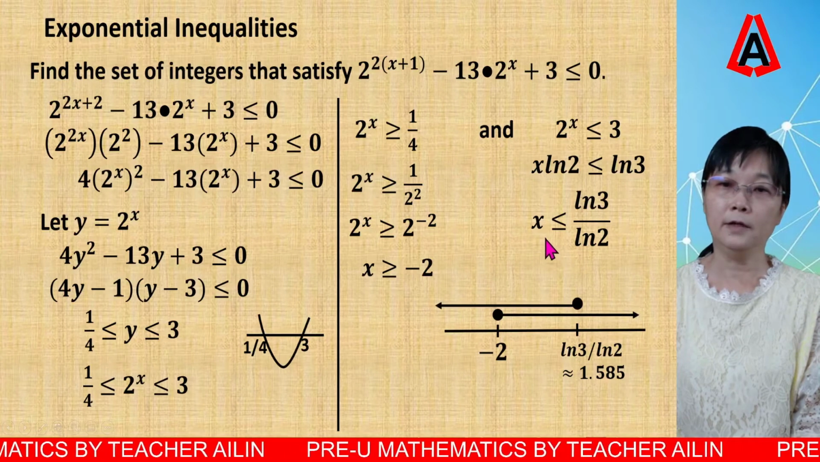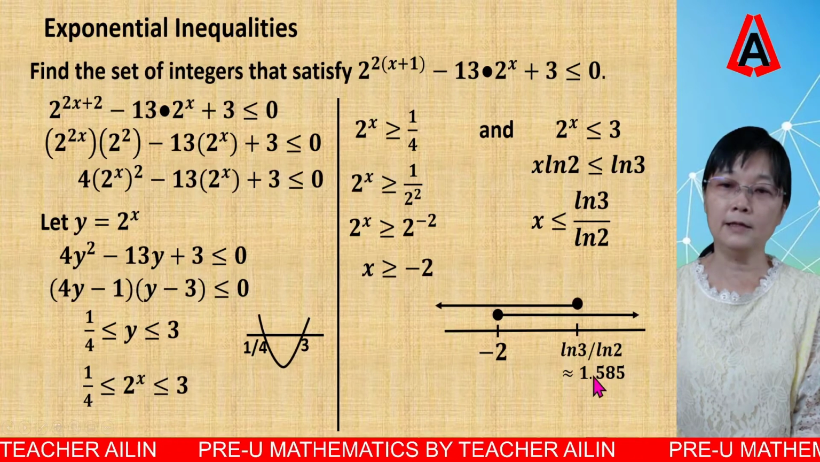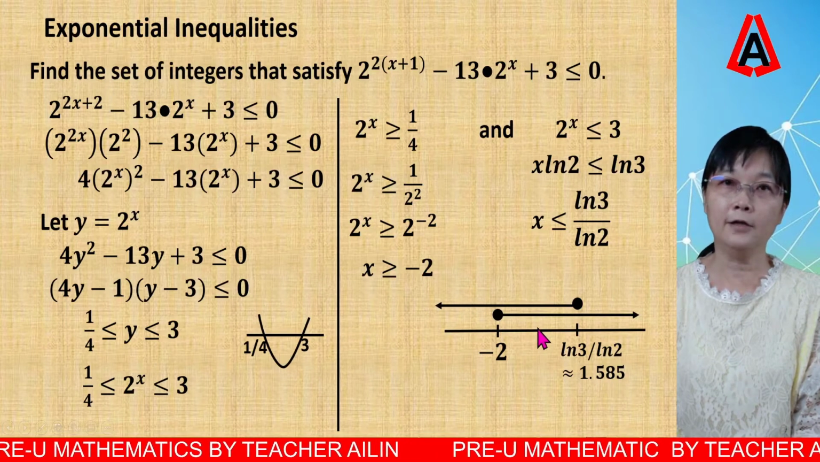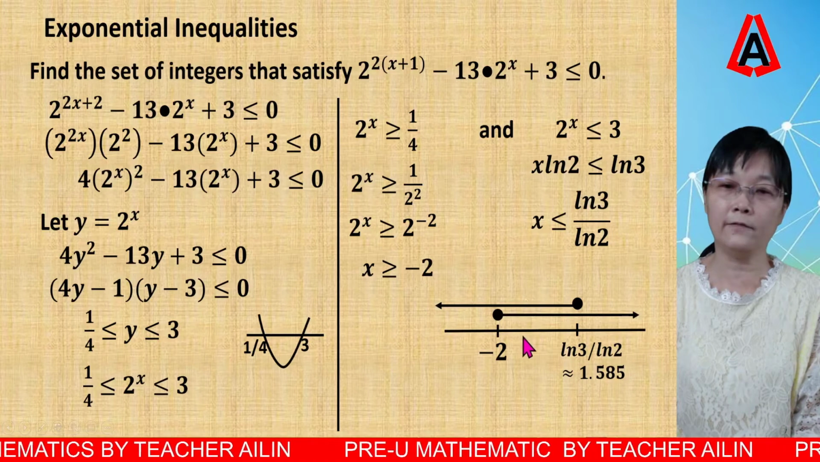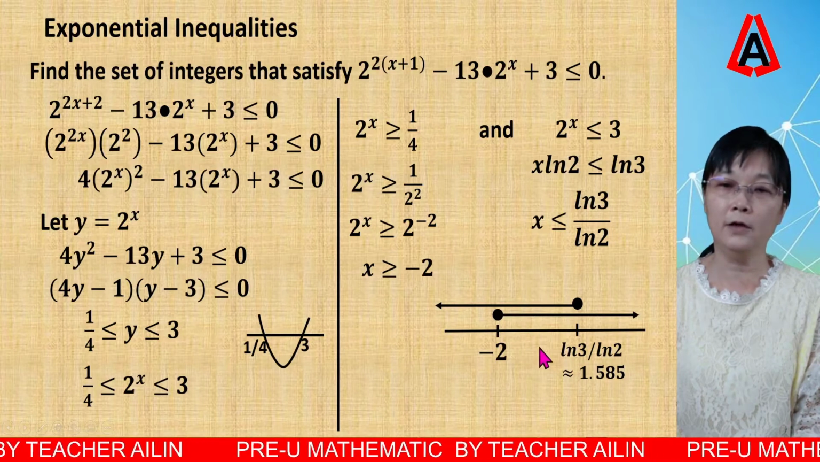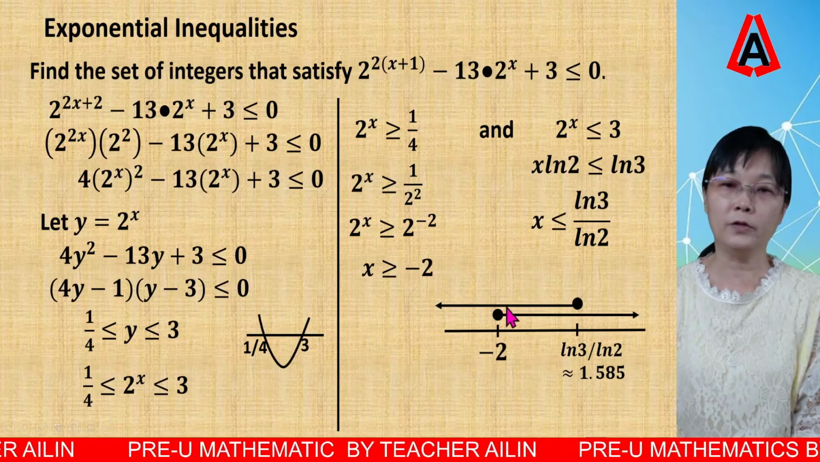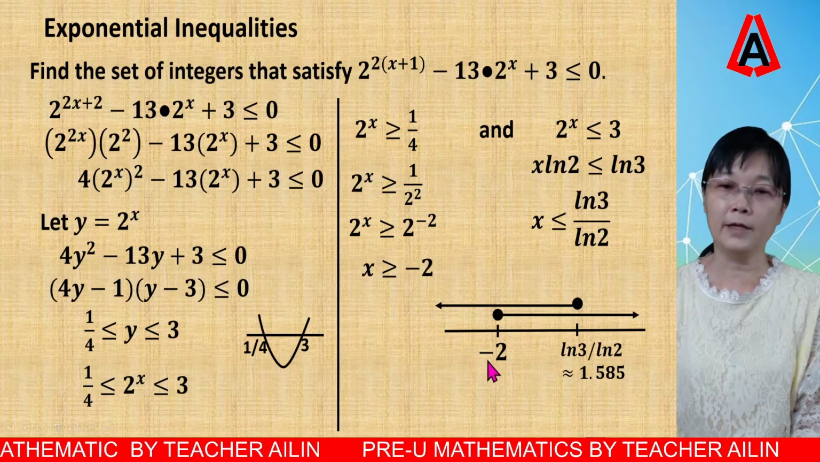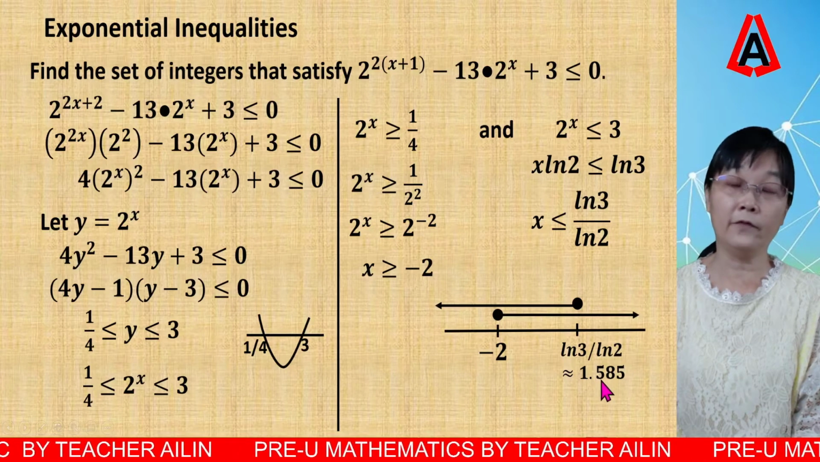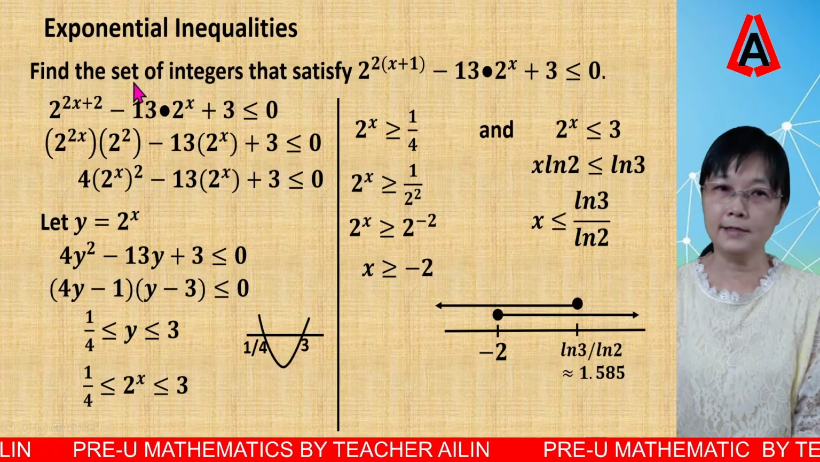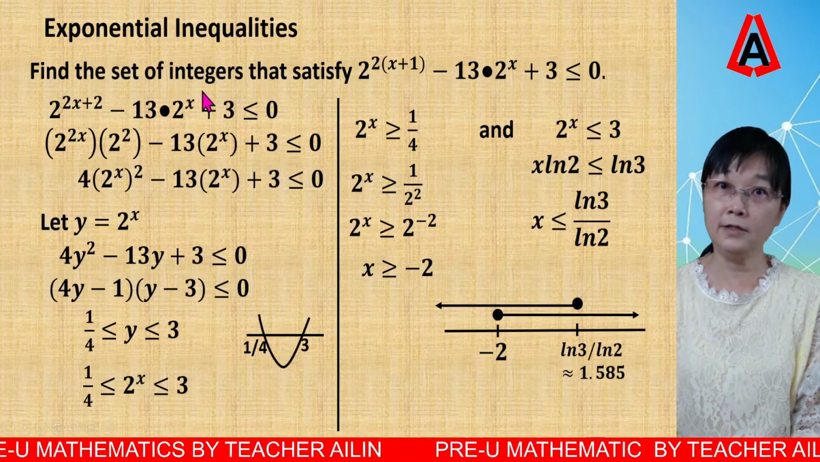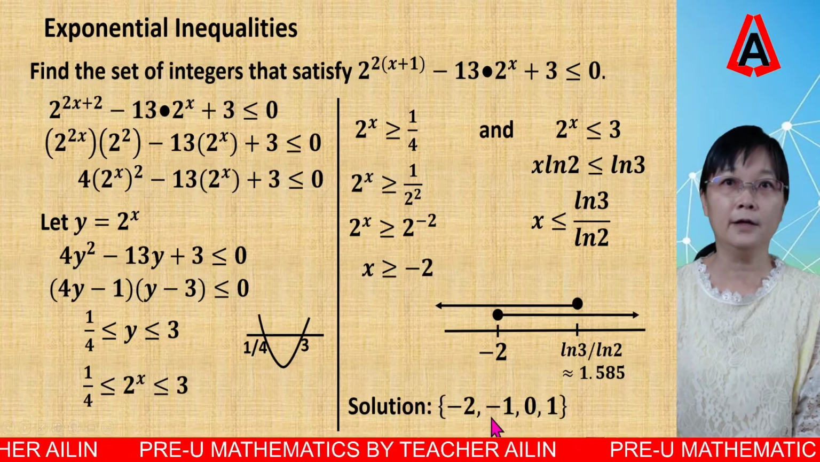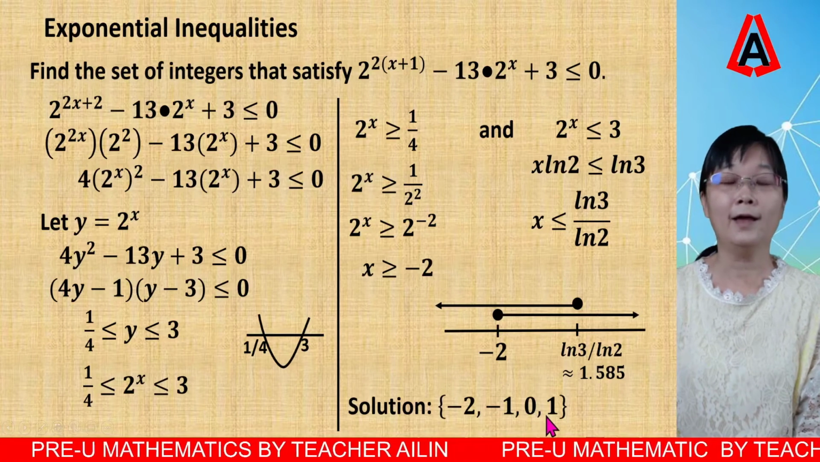Then for the other one, x is less than 1.585. So now the final set of values of x is the region of the intersection between these two sets of values of x, that is from negative 2 up to 1.585. And since the question asks for the set of integers, the solution is negative 2, negative 1, 0, and 1.